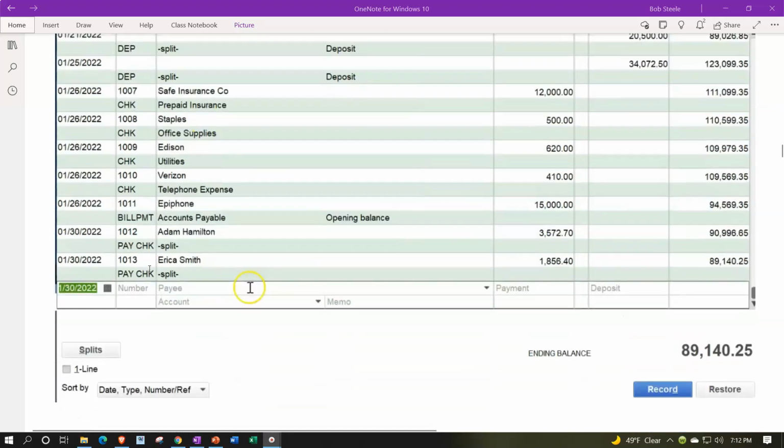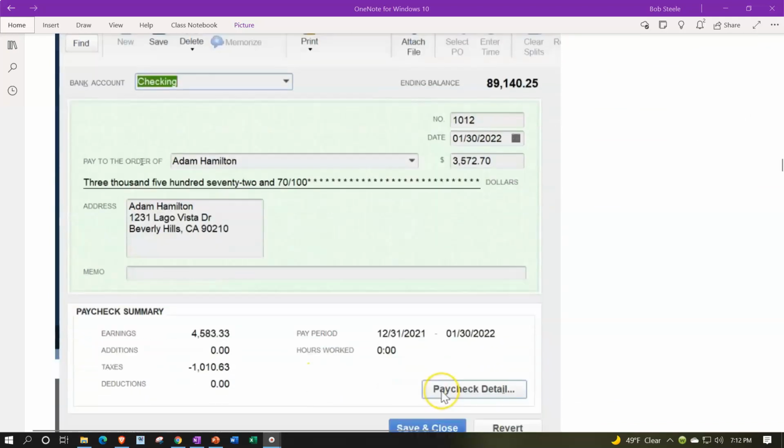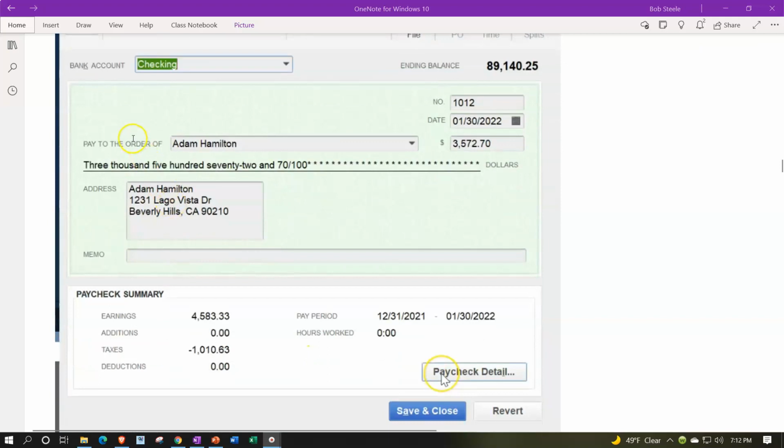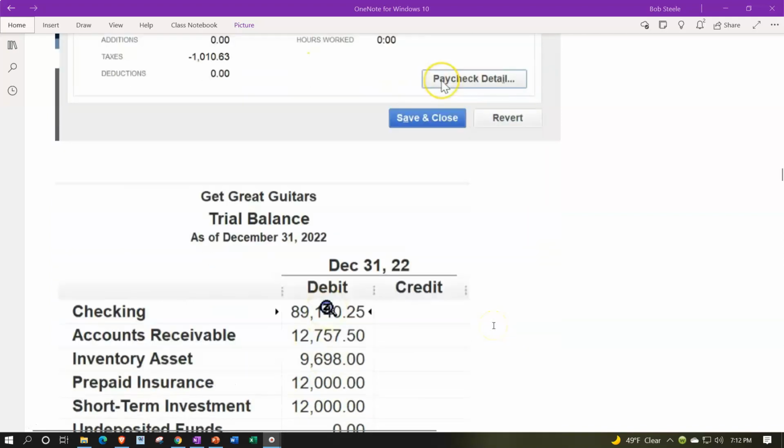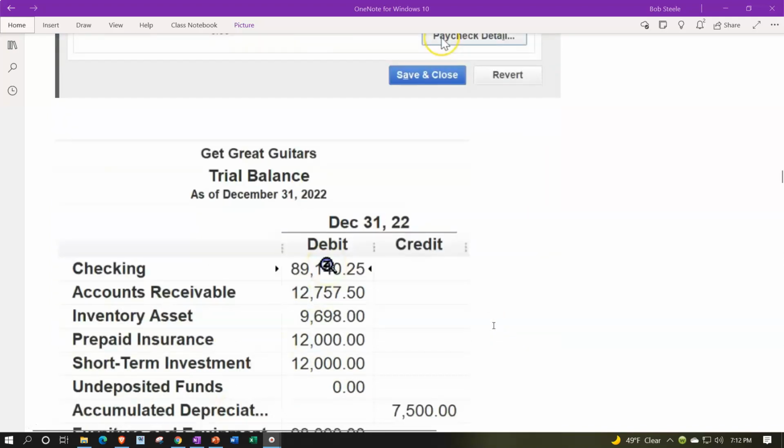So if we then go to the check register, here is Adam and Erica. There's the two net checks that have been written. Notice it says paycheck, which is a little different than the check symbol on the normal checks. If you go into it, it looks just like a normal check, except the bottom of it has this different detail because it's the paycheck detail. If you go into that, then it'll give you that withholding detail.